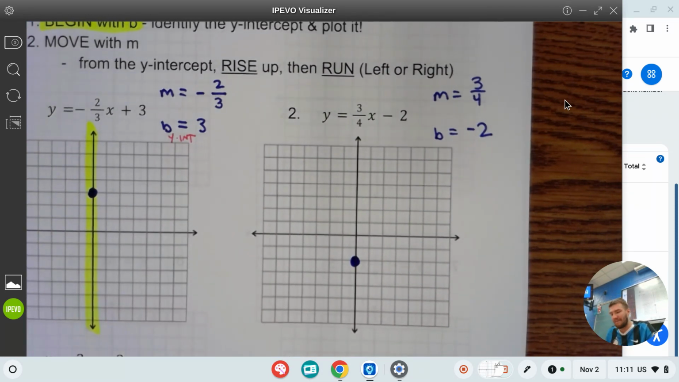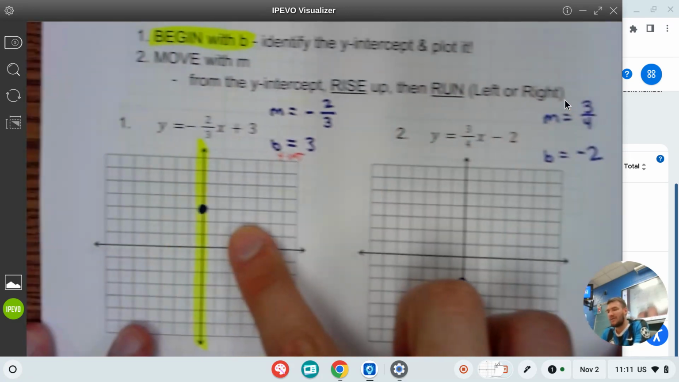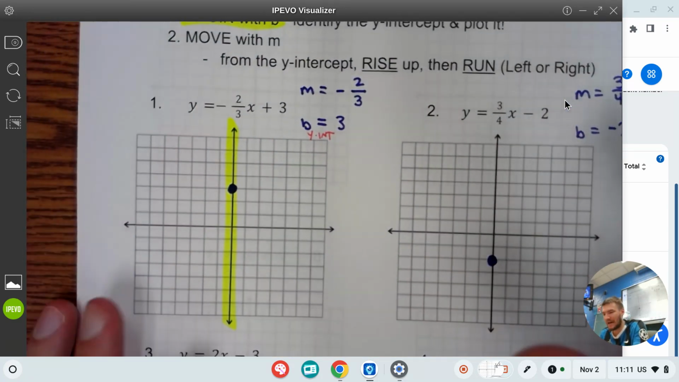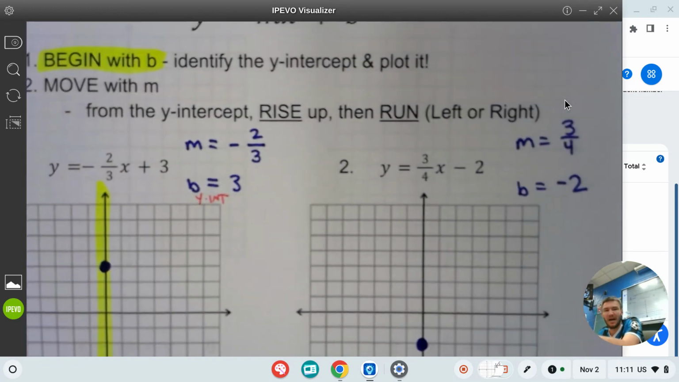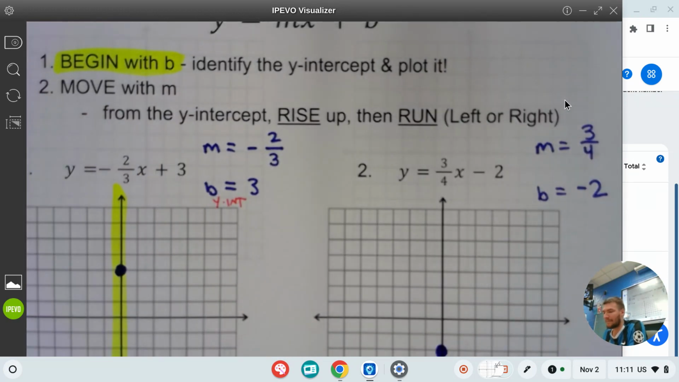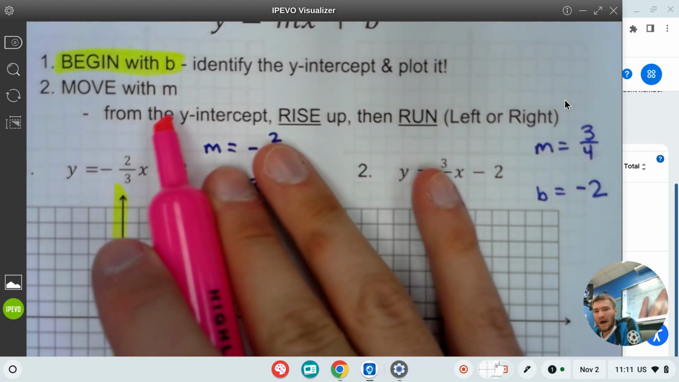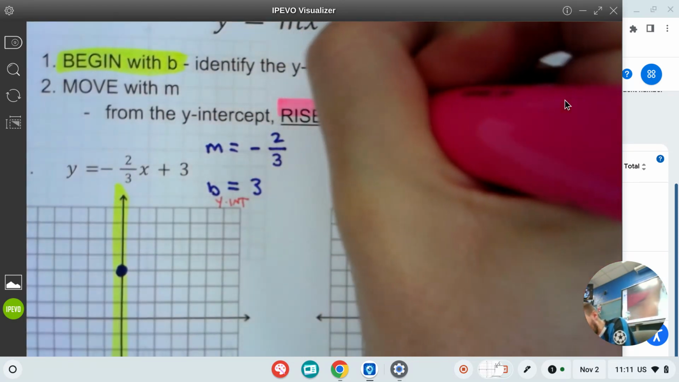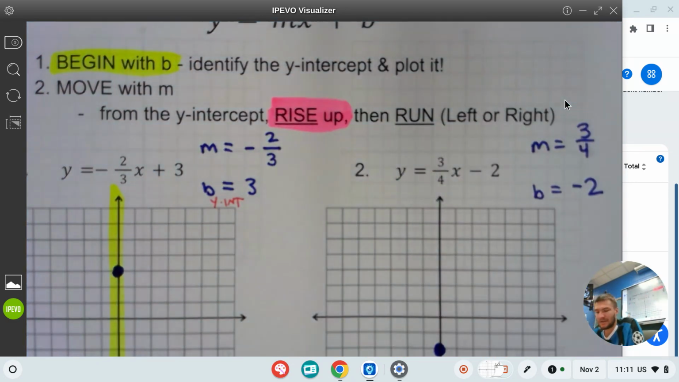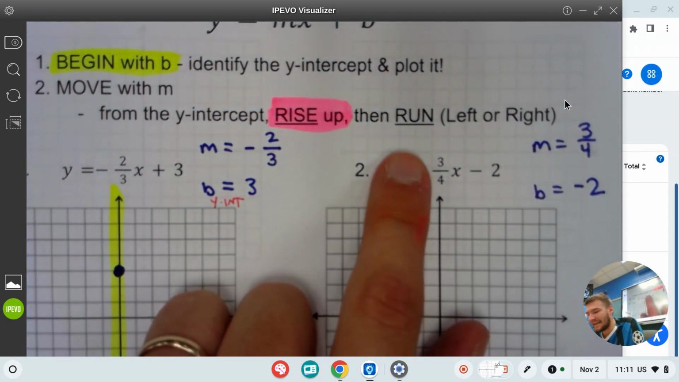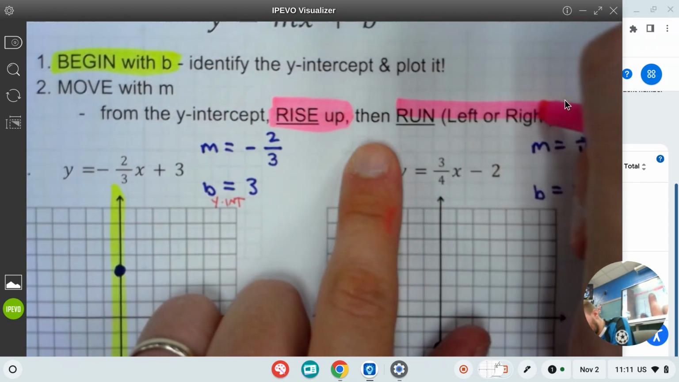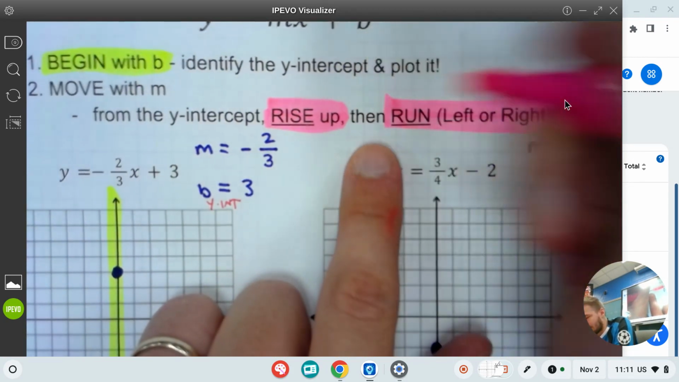Now, what we need for the rest of these questions is you have to have 3 dots for your line. So far, we have 1 dot for our line. And here is how we get the other 2. Reading this at the top, it says, move with m for the y-intercept, rise up, and then run left or right.